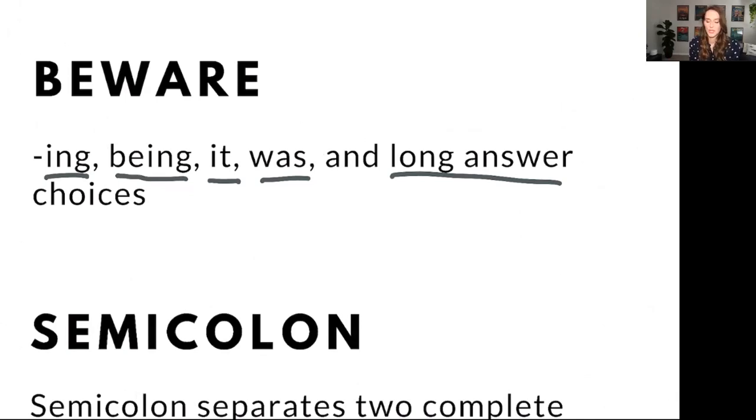So when I see a writing and language question, if I see the word being, I'm immediately going to cross out the word being to just kind of note, ooh, that answer choice has a problem. I'm going to see if I can pick another answer choice that doesn't have being that's grammatically correct.